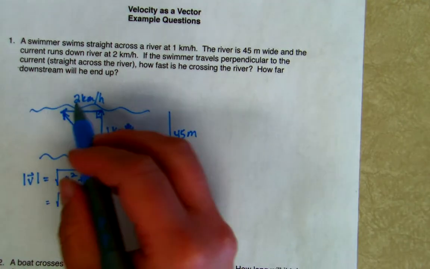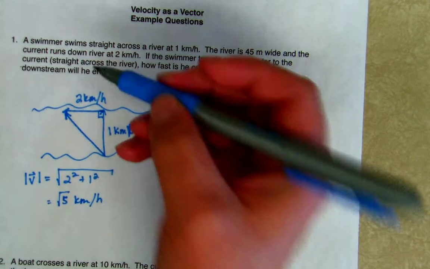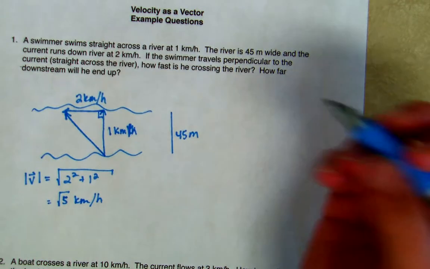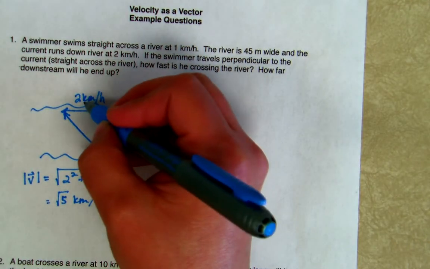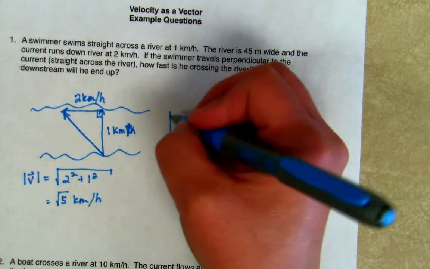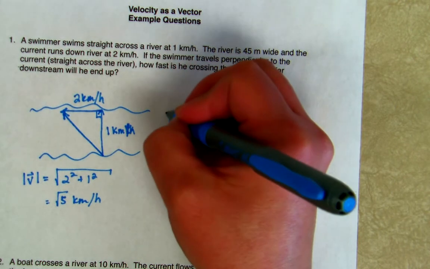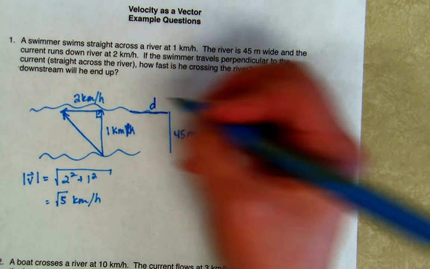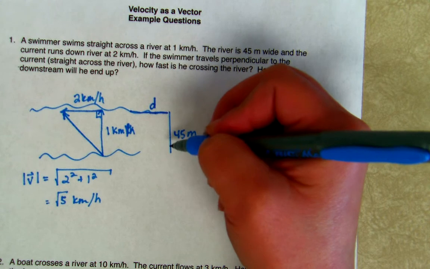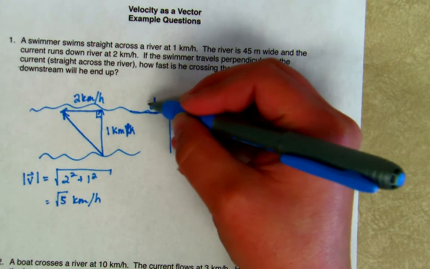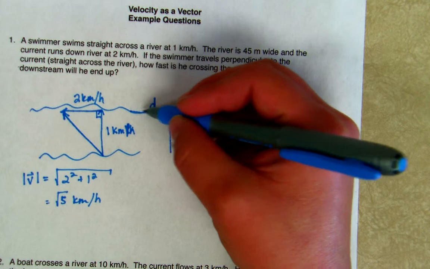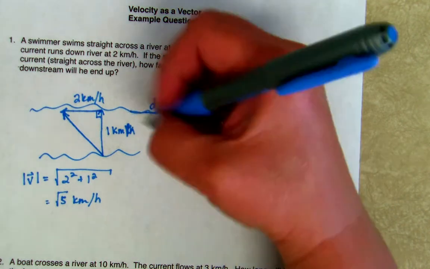How far downstream will he end up? So now we're looking for a distance. Here's where I have to be careful with my triangles. 2 kilometers an hour is not a distance. I have 45 meters here, and I know there's going to be some distance there, that by the time he makes it across this 45 meters traveling this way, he's going to end up pushed down river a little bit.